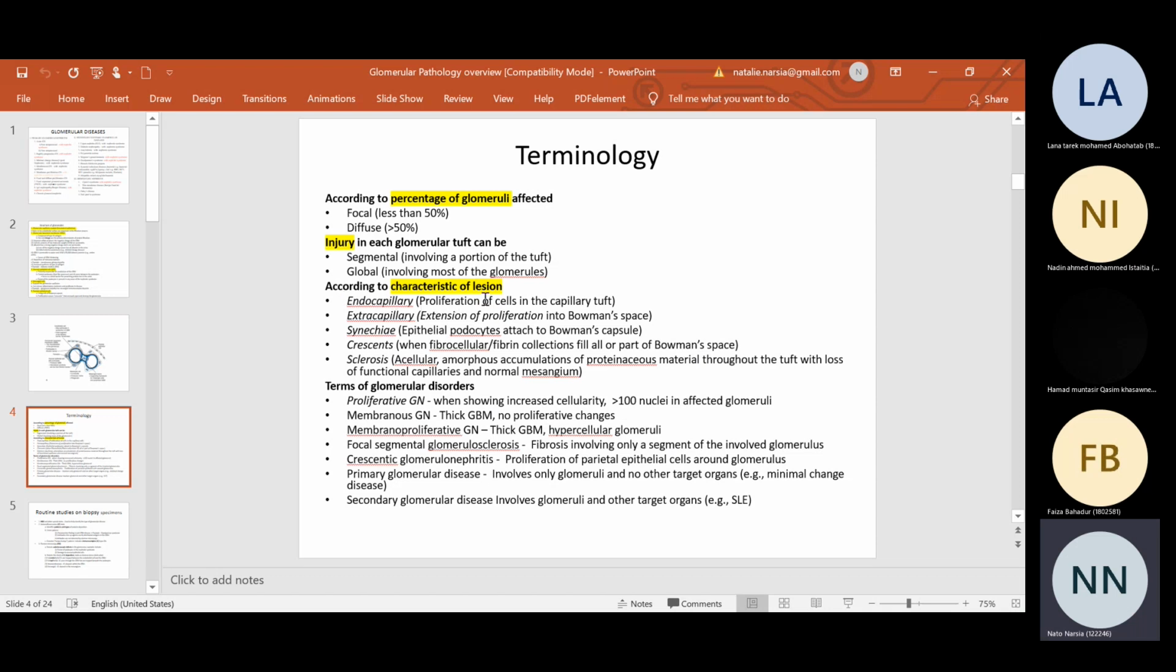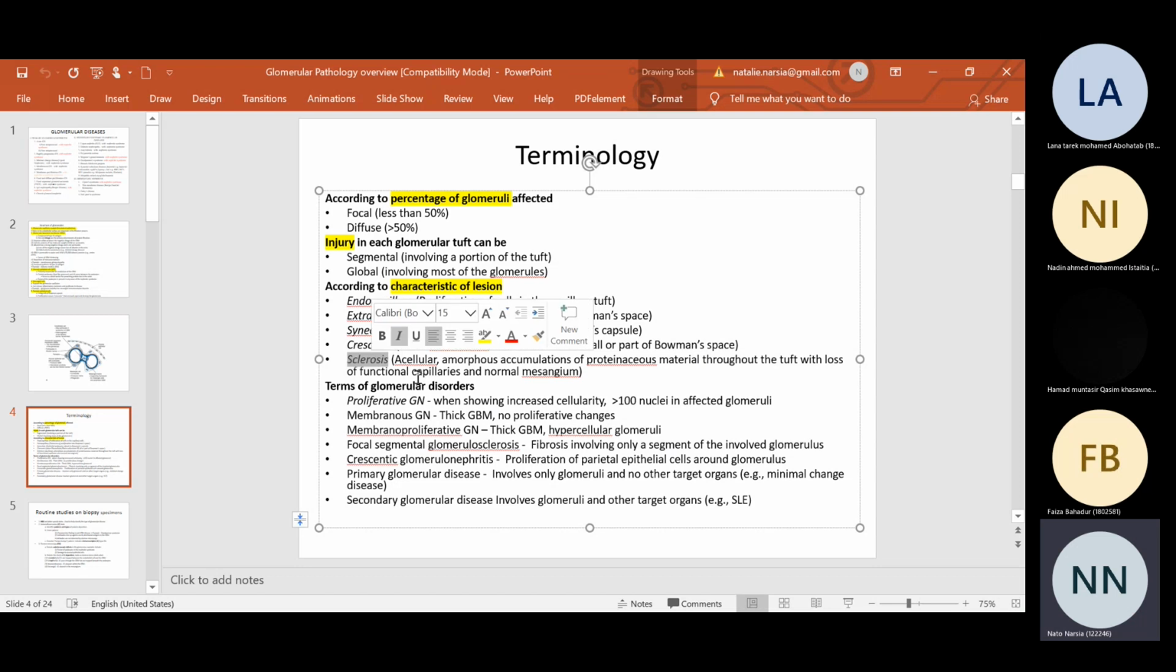Then, according to the characteristic of lesion, that is also important, okay? What type of lesion you find? Here we will find crescent, okay? Crescent formation, for example, rapidly progressive glomerulonephritis, that is end-stage disease usually. You will find the crescent formation. Sclerosis you can find as well. What is sclerosis? Sclerosis means, guys, when you have deposition of collagen, right? I'm now just giving you overview, okay, terminology, and then I will repeat again.